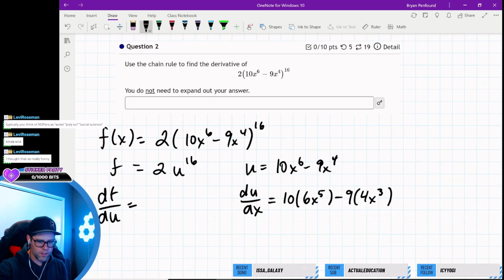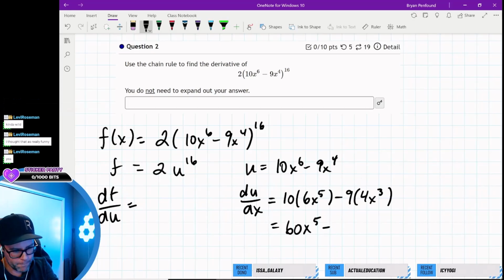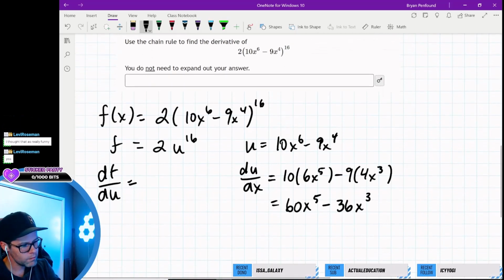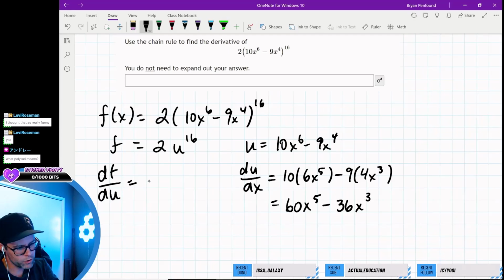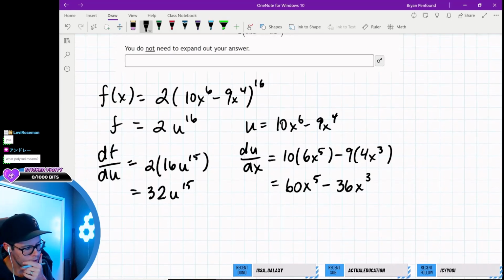All right, so we have the derivative of u. Oh, actually, I should finish this off. We have the derivative of u with respect to x. So this should give us 60x to the 5 minus 36x cubed. And the derivative of f with respect to u should be 2 times 16u to the 15. That's going to be 32u to the 15. Did I get that right? 16 times 2 is 32, right?